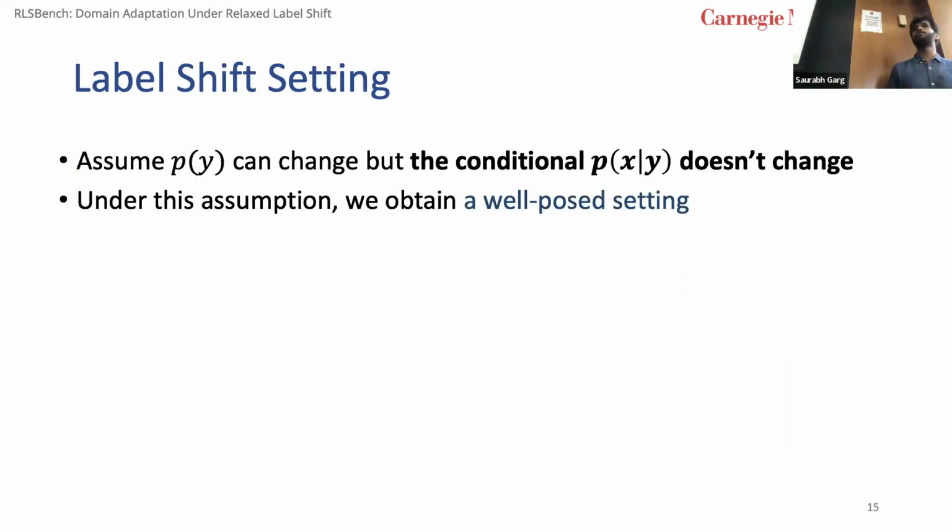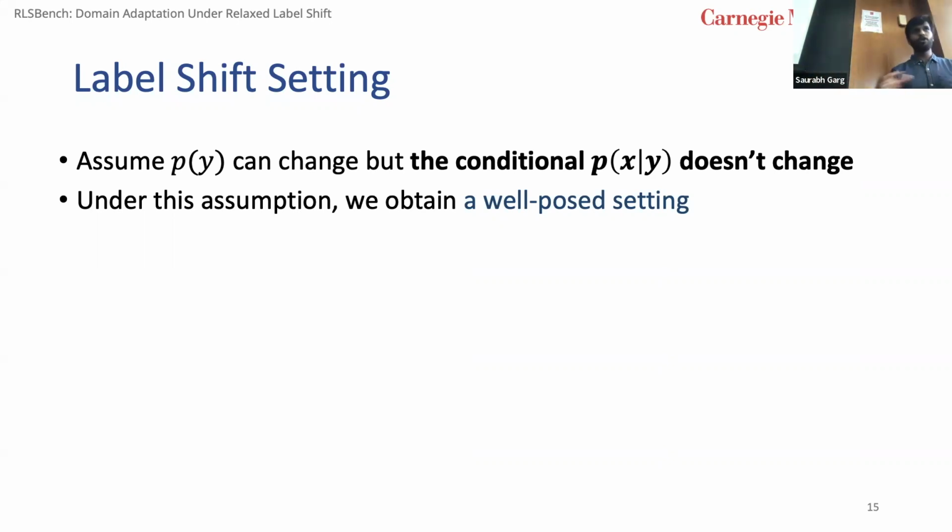And are there scopes of improvement when we have some information, when we have this unlabeled information from hospital 2? Let me first present a formal instantiation in a simplified setting where this may happen. Assume that our label proportions p of y can change, but the class conditional p of x given y doesn't change. This is the standard classical label shift setting, where we obtain a well-posed setting.